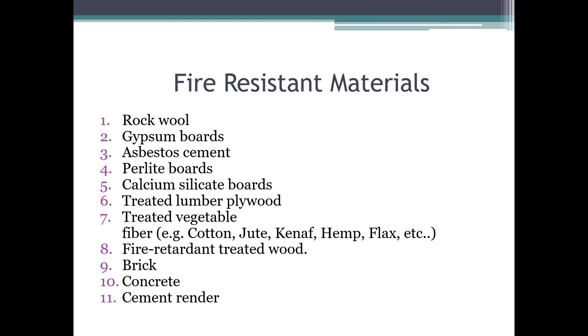So these are some fire resistant materials which we can use in our building. Generally, these are rock wool, gypsum boards, asbestos sheets, perlite boards, calcium silicate boards, treated lumber plywood, treated vegetable fiber like cotton, jute, kenaf, hemp, flax, etc. Fire resistant treated wood, bricks, concrete, cement render, or anything similar.